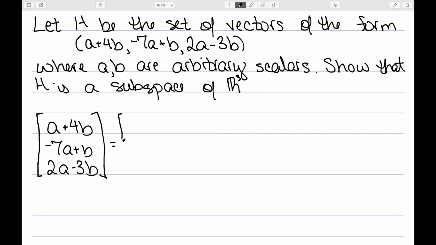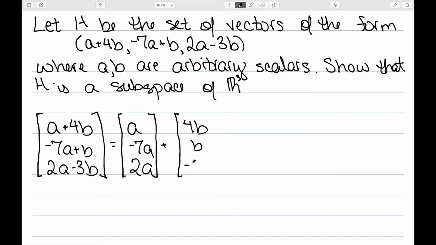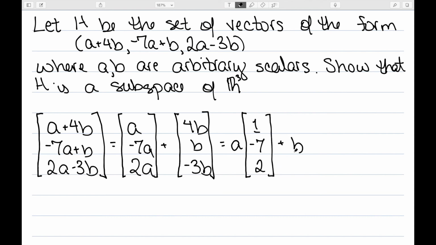I'm then going to break this up. I'm going to have my a terms, so I have an a, minus 7a, and a 2a, plus my b terms, 4b, b, minus 3b. Factoring out an a, I have a times (1, minus 7, 2). And factoring out a b, I have (4, 1, minus 3).